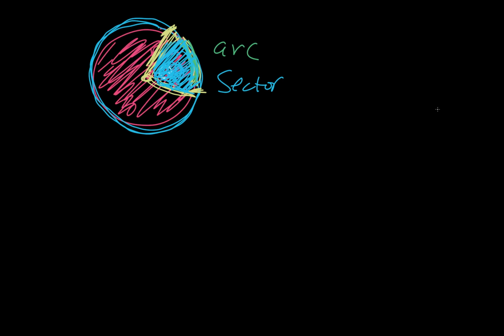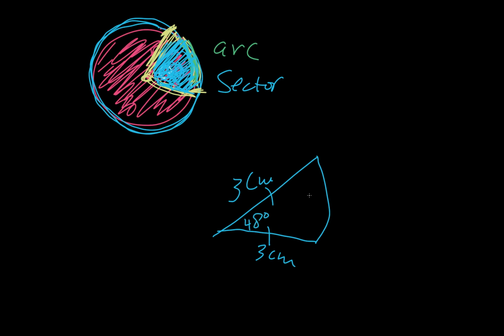And it says, for the given figure, find three significant figures. So we have a sector of a circle, it looks like. This is 3 centimeters. It says that these are the same, so that means that's 3 centimeters also. And then we have 48 degrees right there. And it says we want to find the length of the arc.